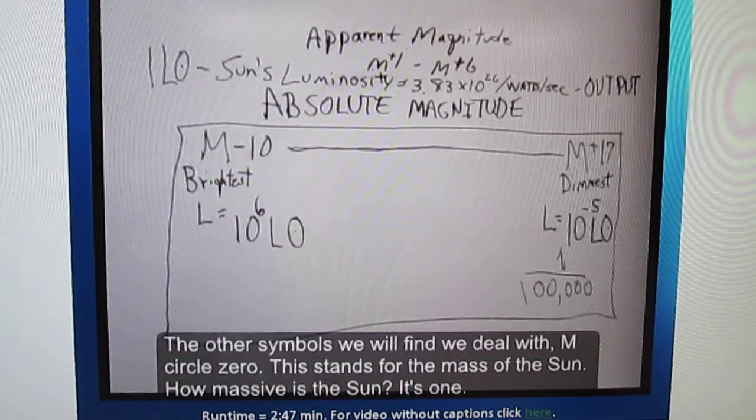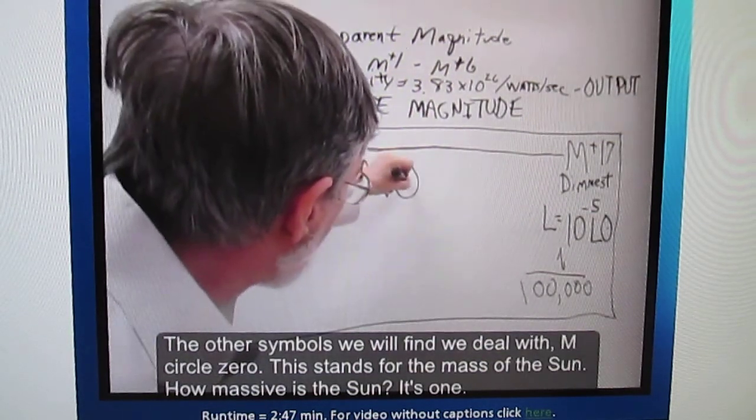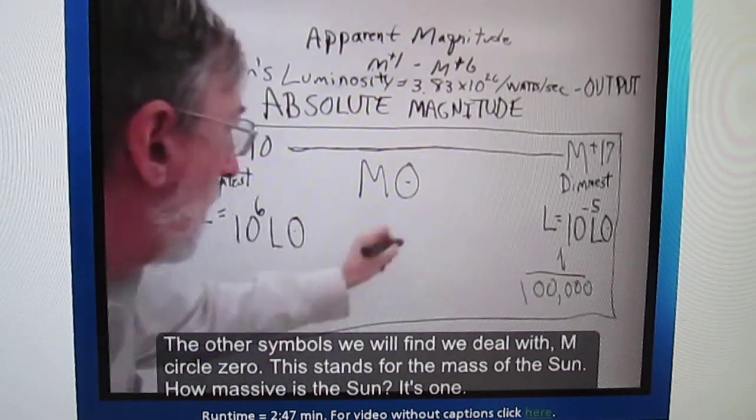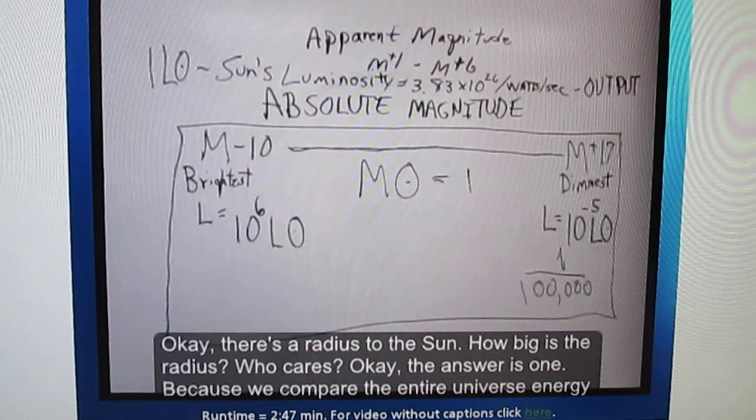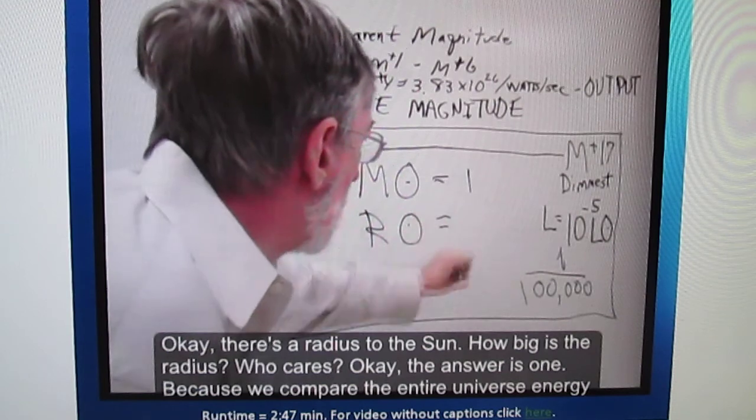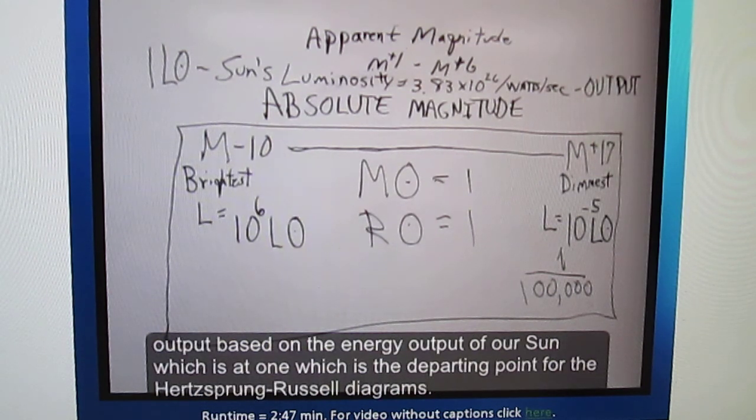The other symbols we will find, we deal with M circled dot. This stands for the mass of the sun. How massive is the sun? It's 1. Okay? There's a radius to the sun. How big's the radius? Who cares? Okay, the answer is 1. Because we compare the entire universe energy output based on the energy output of our sun, which is at 1, which is the departing point for the Hertzsprung-Russell diagrams.